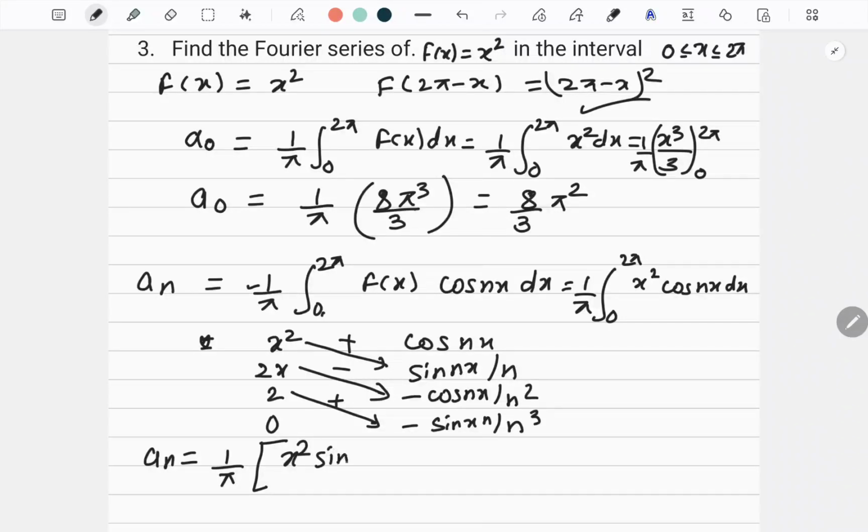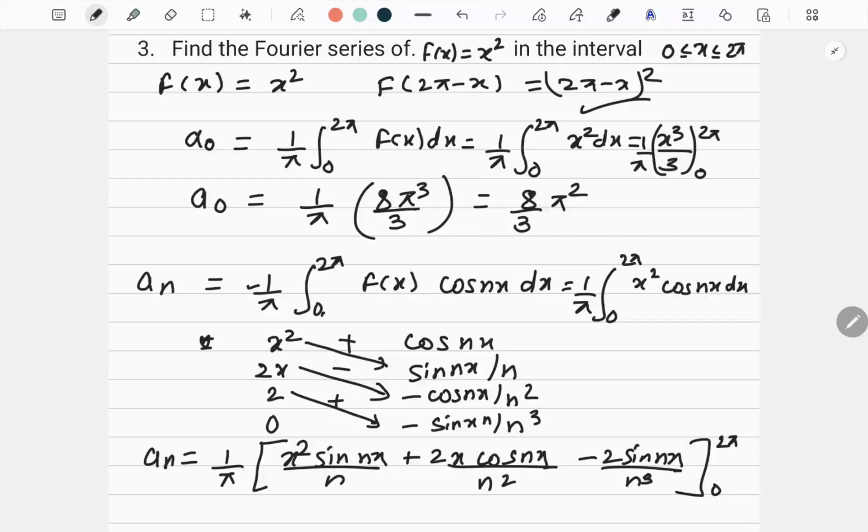x square sin nx by n plus 2x cos nx upon n square minus 2 sin nx upon n cube, correct? Limit 0 to 2 pi. Obviously, as I said, the sine terms we ignore because at 0 it is 0, and at 2 pi also it is 0. So my focus is only on this term.